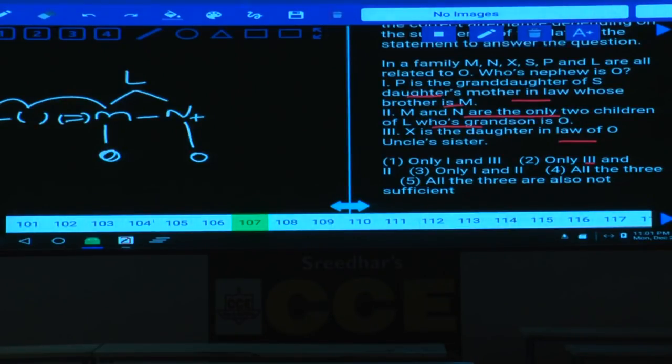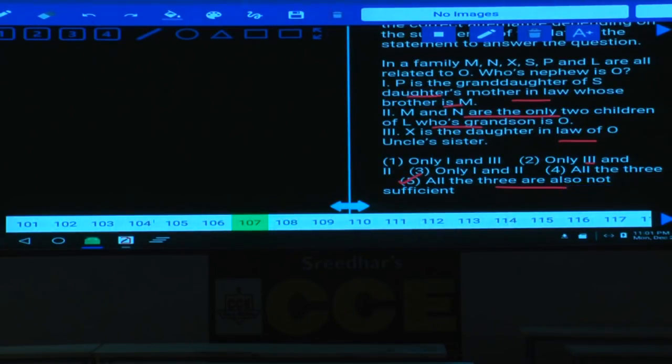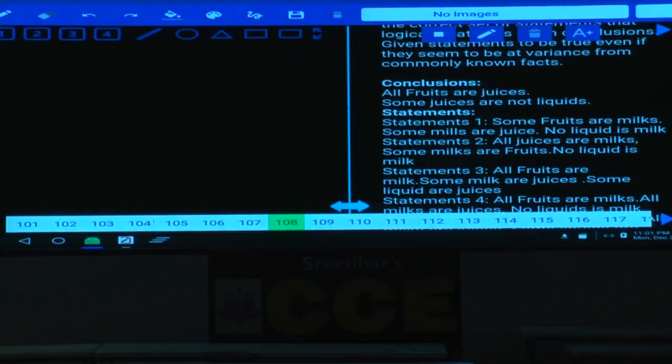And all the 3 statements together are also not sufficient because we are having more than 2 possibilities. Then choice 5 is the answer. Here the uncle is not clearly defined, whether paternal or maternal is not given. Even if it were given, between M and N who is male and who is female is also not clearly known. The genders of these persons are not known, hence it cannot be identified. Now this is about question number 107.